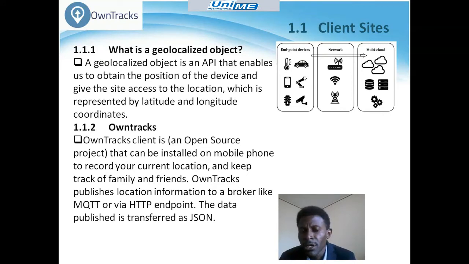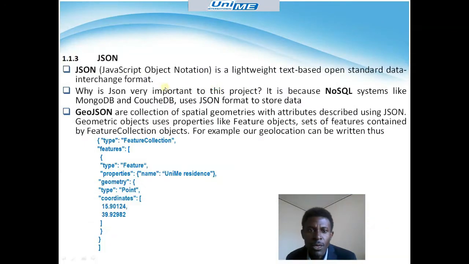Owntracks publishes location information to a broker like MQTT or via an HTTP endpoint. The data published is transferred as JSON. You could be tracking a thermometer, a taxi, or a person using a mobile phone. It is transmitted through a network, like this wireless network here, to the cloud.